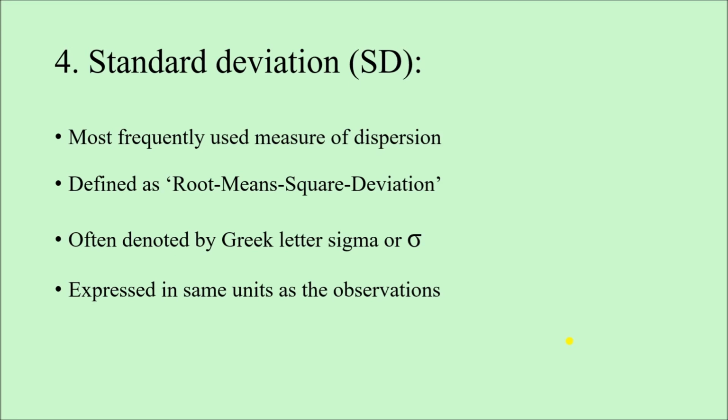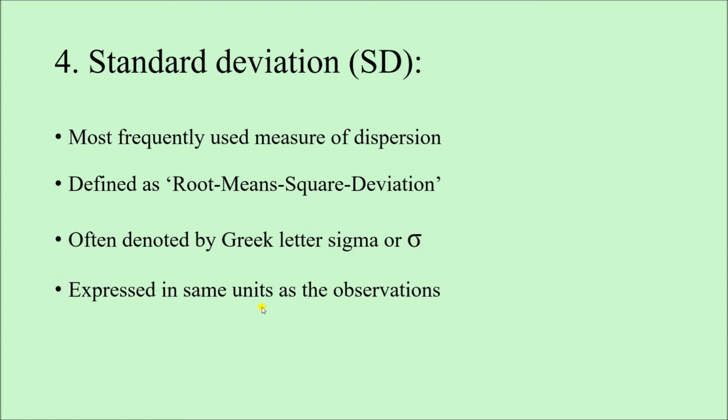It is the most frequently used measure of dispersion, and whenever we shall talk about normal distribution in future, and not only that, during any discussion of basic as well as advanced biostatistics, we shall come across this term standard deviation multiple times. So it is very important that we understand the concept of standard deviation. Standard deviation is also defined as root mean square deviation because of the formula that we shall show after a few slides. It is often denoted by the Greek letter sigma.